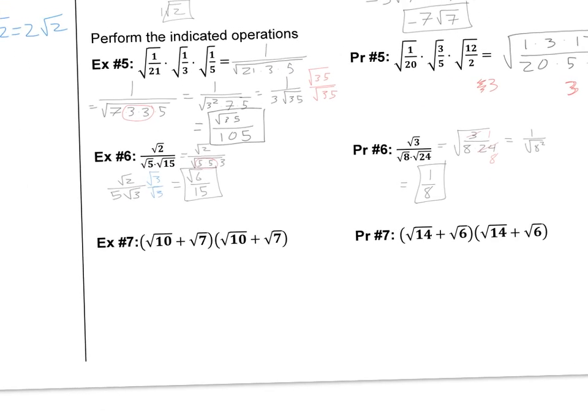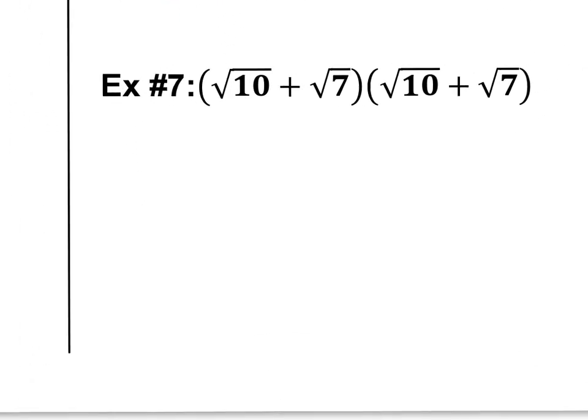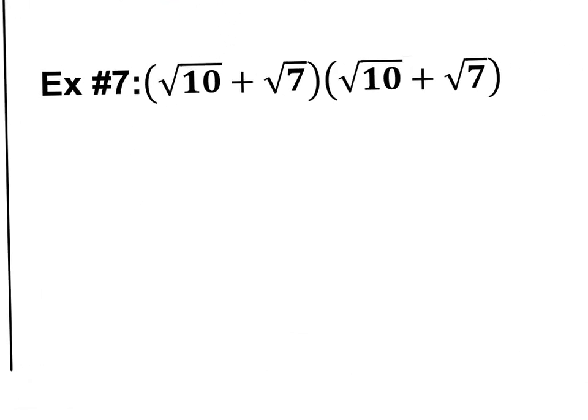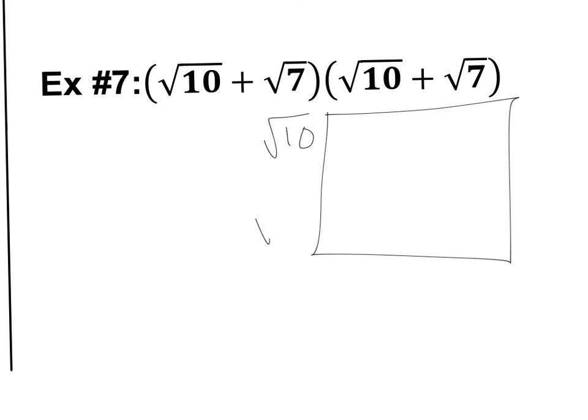Alright, we are almost done. Now let's talk about multiplying square roots. When we multiply square roots like this, we can do the same thing we did with binomials, which is use the box method. So that's how we're going to attack these types of problems. So let's make it into a box. Square root 10, square root 7.